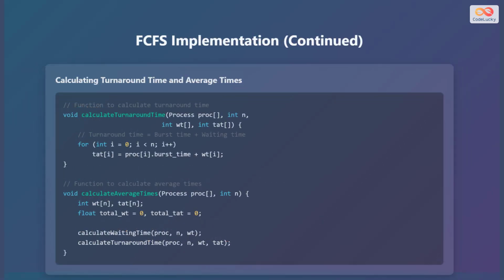Continuing with the first come, first served implementation, let's define the function to calculate turnaround time. This function named calculate turnaround time takes the process array, the number of processes, the waiting time array, and an integer array named TAT to store the turnaround times. The turnaround time for each process is calculated as the burst time plus the waiting time. Finally, the function calculate average times computes the average waiting and turnaround times. It calls calculate waiting time and calculate turnaround time and accumulates the total waiting time and total turnaround time to later calculate the averages.